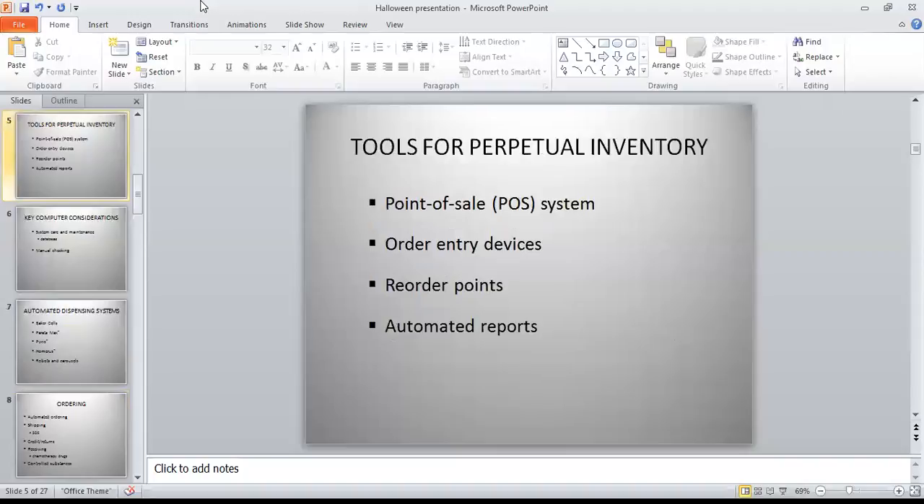Various tools. We have point of sale systems that track our inventory basically by subtracting every time a prescription goes in the system, it subtracts it from our inventory. We have order entry devices. These are often computers, but we can also use barcodes to scan bottles and that sort of thing. We have reorder points established. In other words, we want our inventory to be replenished when the level of stock gets below certain levels, and we can generate automated reports to tell us exactly where our inventory is at any one time.